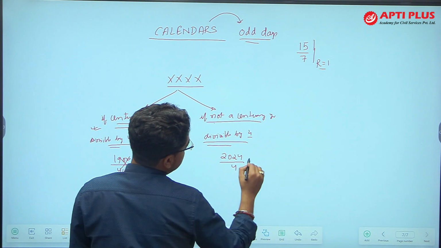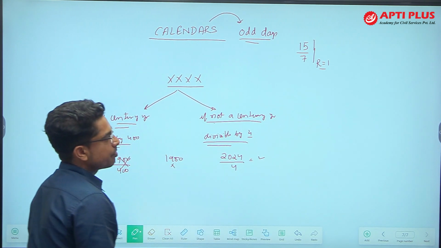So, because it is divisible by 4, you will say it is a leap year. Okay.